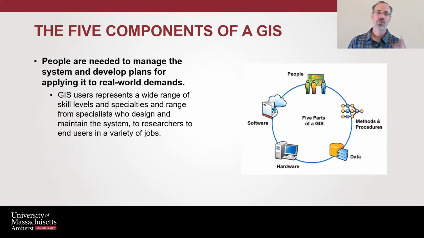People, most important part of any analysis. If you don't have people to do it, you can't have any analysis. People are needed to manage the system and develop plans for applying it to real-world problems. GIS users represent a wide range of expertise and expertise levels, from people who are developing new methodologies for spatial analysis in public health, down to people on the ground who collect the data.